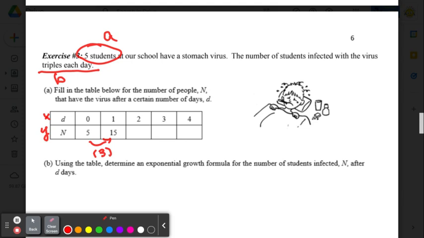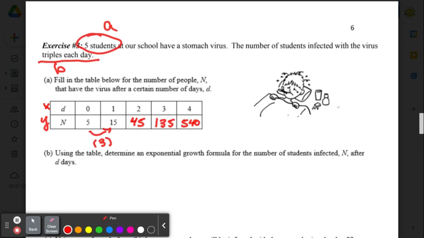On day 2, how many people would have the virus? On day 3, how many people? And on day 4, how many people would have the virus? So I get 45 people because I did 15 times 3. 45 times 3 is 135. 135 times 3 is 540.